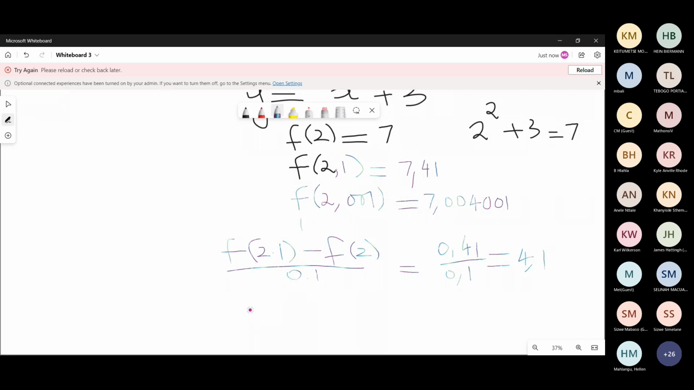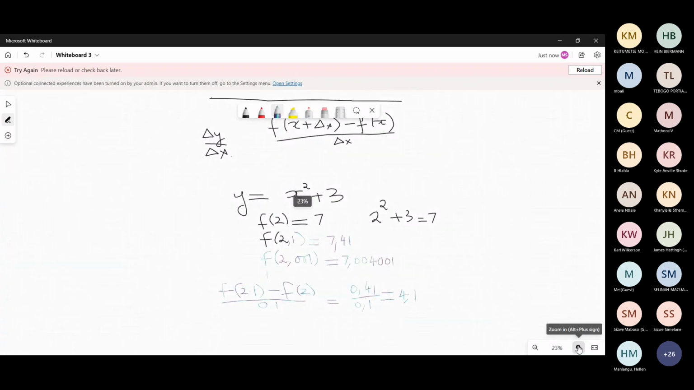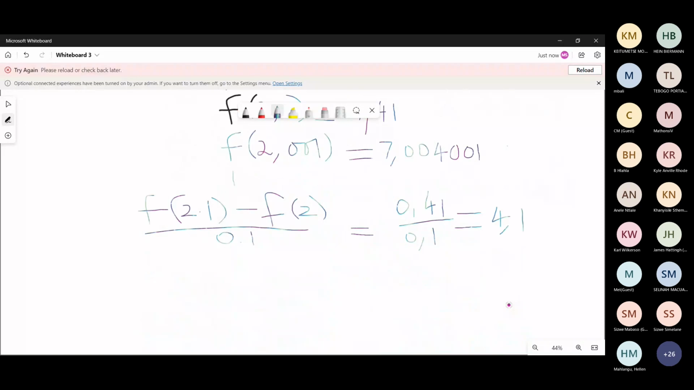Now, next, let's take the next value. So it's becoming very small. Okay. Now let's take the next value, which is closer to 2: f of 2.001 minus f of 2, right? Please find the answer, divided by 0.001. What is the answer here, please?